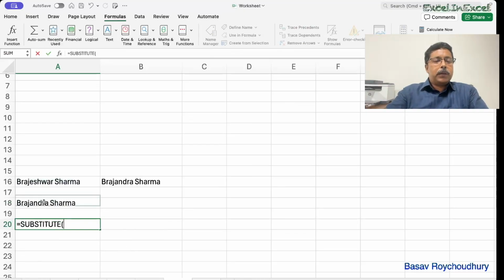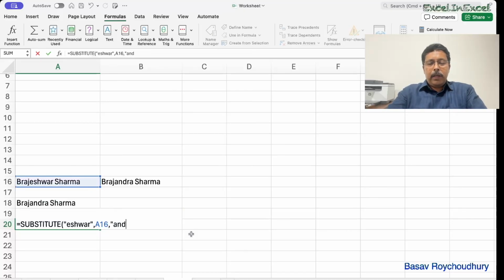In a substitute function, we give the text we are going to replace. So the text we are going to replace is Eshwar. In which text are we going to replace? In Brajeshwar Sharma. And what will be our new thing? It will be A and DRA. And of course it asks for an instance number. That means, do I want to change the first instance of Eshwar into Andhra, or maybe the second instance, third instance, etc. In this case, of course, I have only one instance.